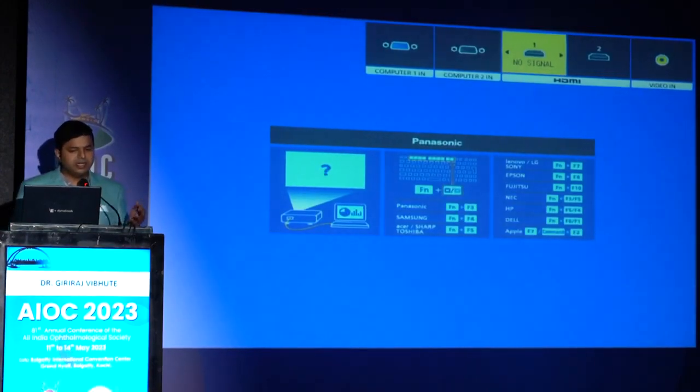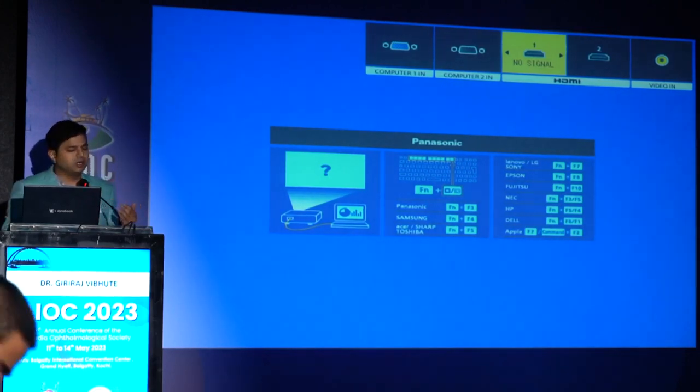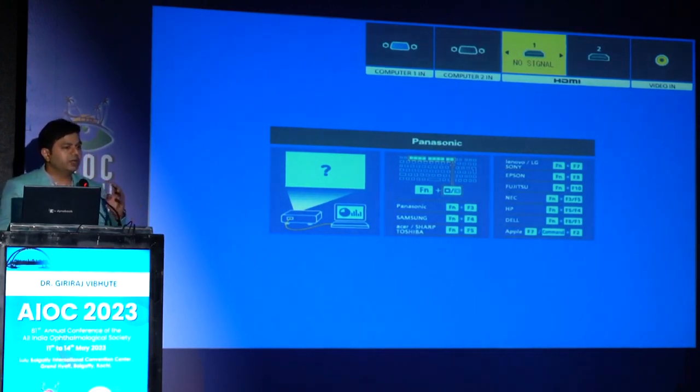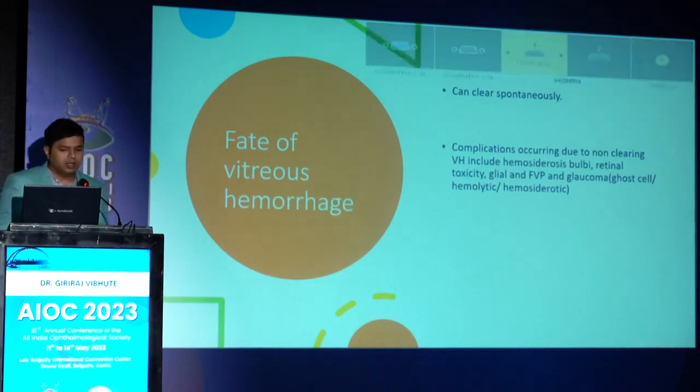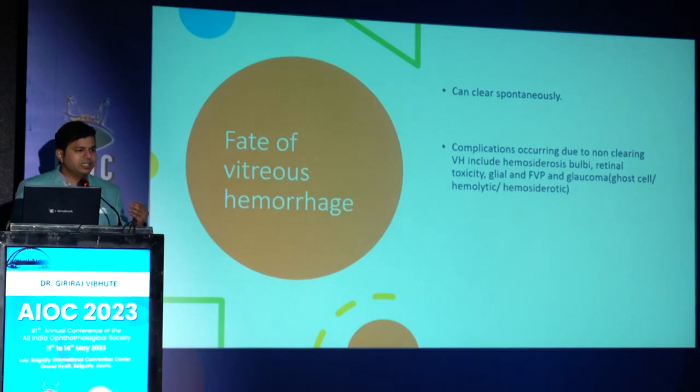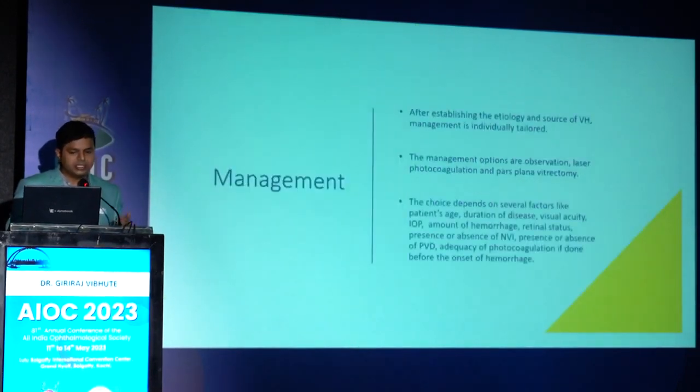What is the fate of vitreous hemorrhage? It can clear spontaneously, and if it is there for a long time, it may lead to hemosiderosis or retinal toxicity, glial and fibrovascular proliferation, or ghost cell glaucoma, etc. Earlier, it was recommended that you can wait till 6 months also, but nowadays we decide the management depending on patient status, whether the patient is one-eyed, whether he needs his visual acuity for his work, or how long to wait based on the pathology itself.